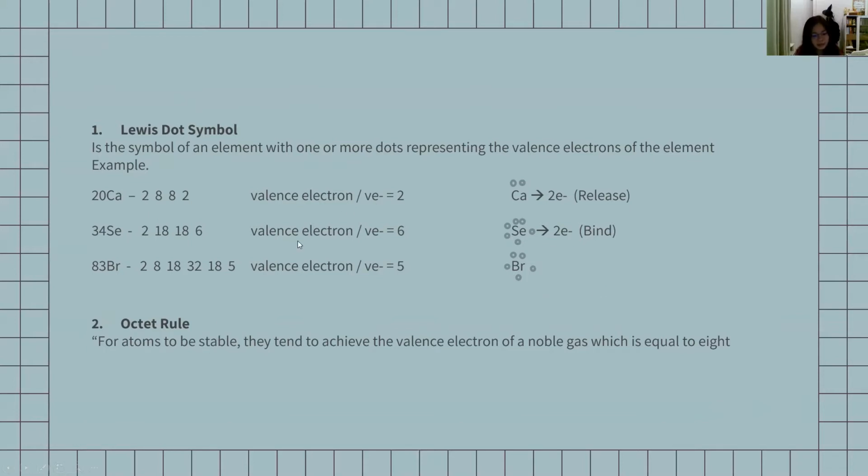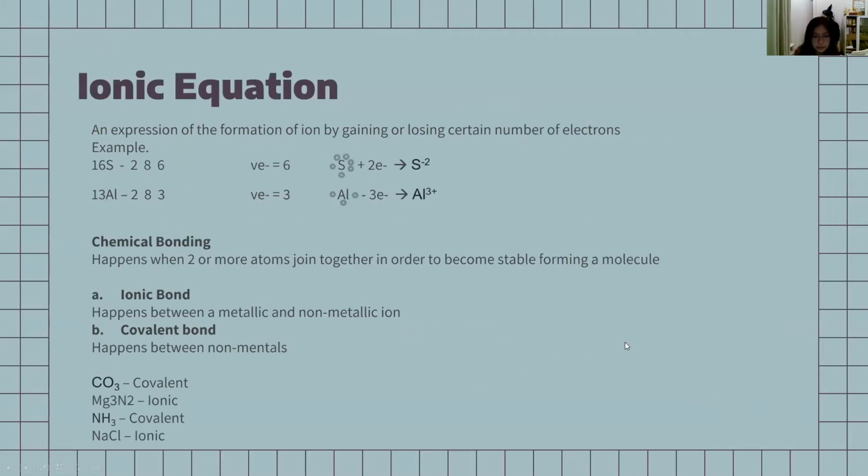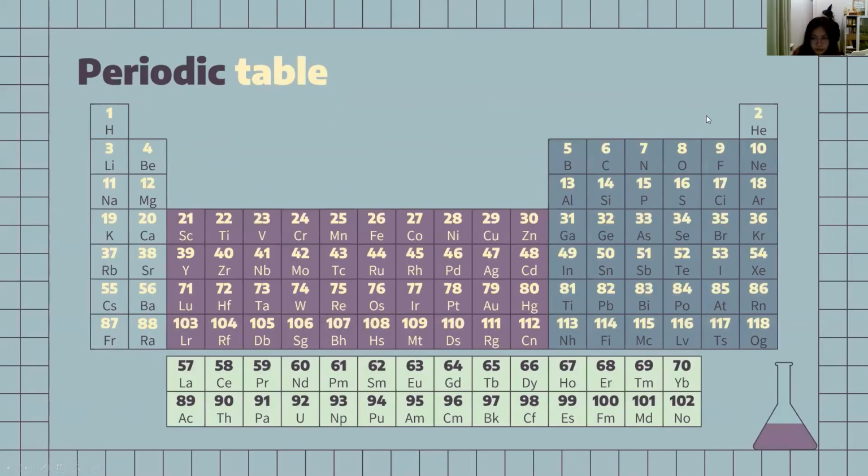And then the octet rule. The octet rule states that for atoms to be stable, they tend to achieve the valence electron configuration of a noble gas, which is equal to 8 or 2. Noble gases, as we can see from the periodic table, are helium, neon, argon, krypton, xenon, and the others.